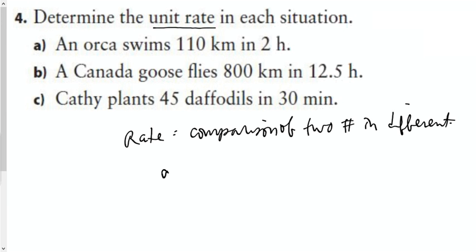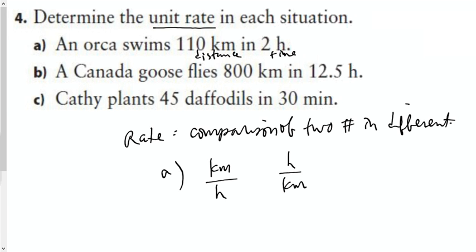So for A, the numbers we're going to compare are 110 kilometers, which is distance, and we're going to compare that to 2 hours, which is time. And time and distance are units that are not related to each other whatsoever. So when we first attack this question, the first thing we have to ask ourselves is what is my first term in my rate going to be, and what is my second term going to be?